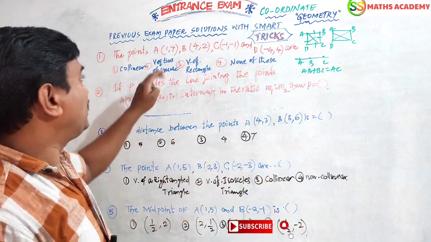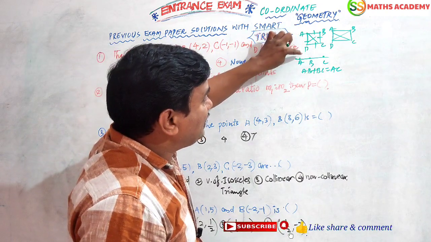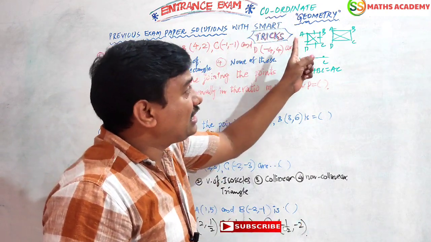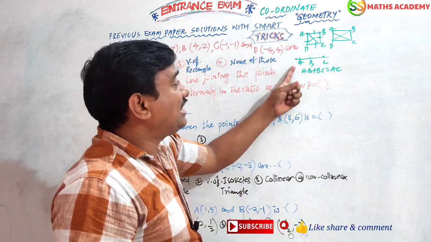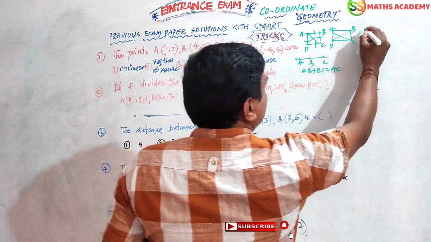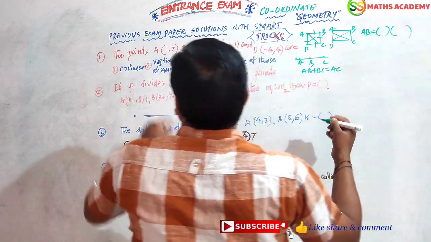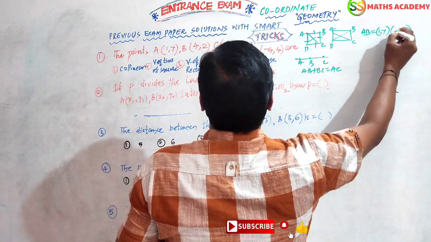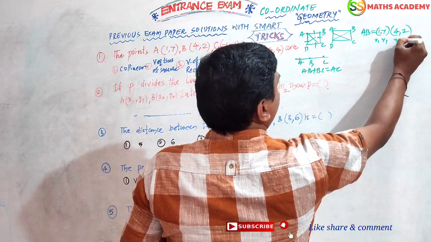Before that, we first have to find the distances AB, BC, CD, DA, and also AB, BC, AC. First of all, AB. What is the A value, children? A is (1, 7) and B is (4, 2). Put x1, y1 and x2, y2.